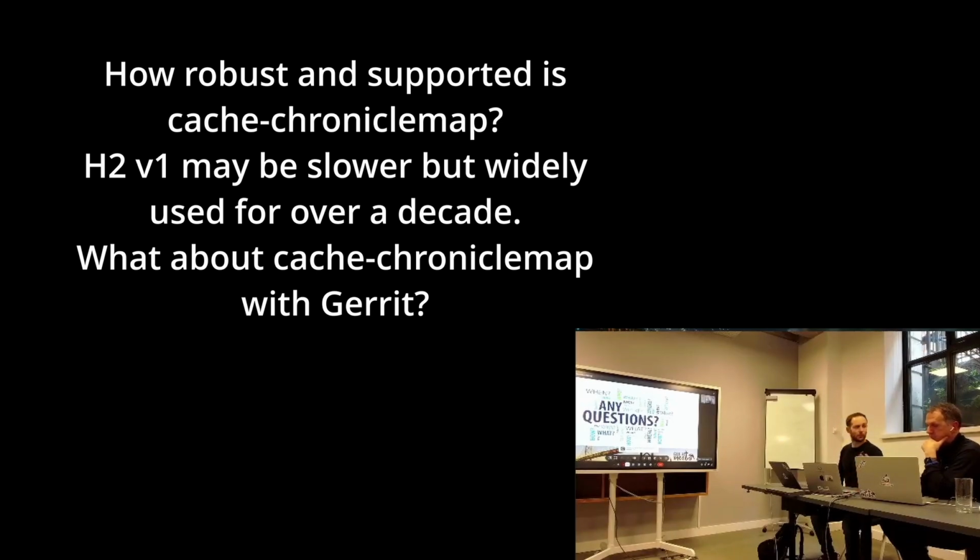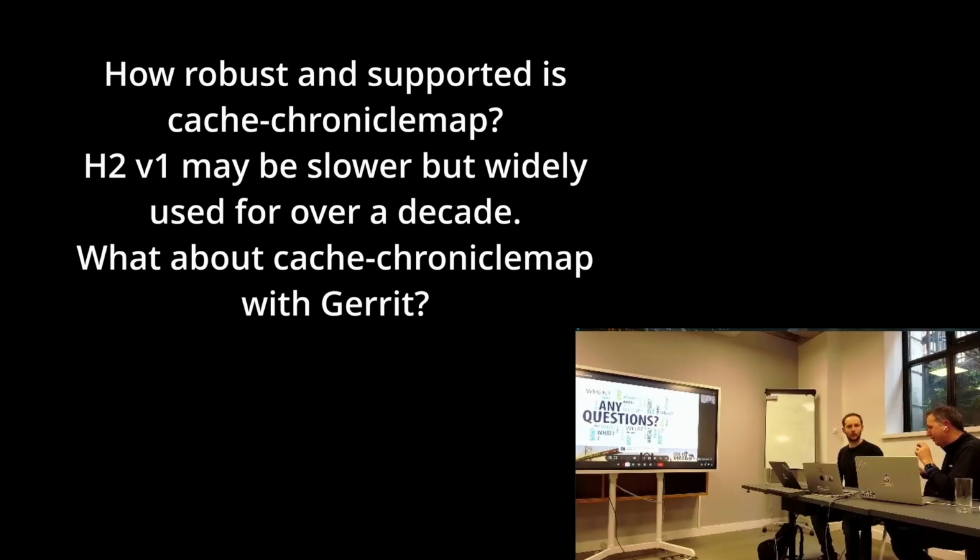Yeah, just to add one thing. So cache-chroniclemap was created when Gerrit was in version 3.2. So it means 3.3. So it means that as long as you're running Gerrit 3.3 or later, you can always go to cache-chroniclemap and get the level of performance that Tony mentioned.